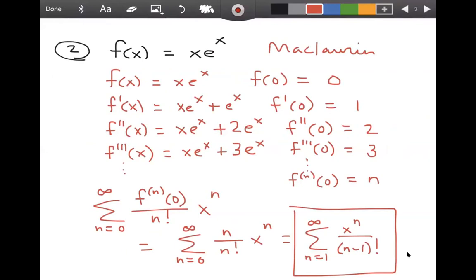And by the way, in the next lecture, which is a combination of sections 10.9 and 10.10, I'm going to show you a different way to find this Maclaurin series, which you may find a lot easier. All right.